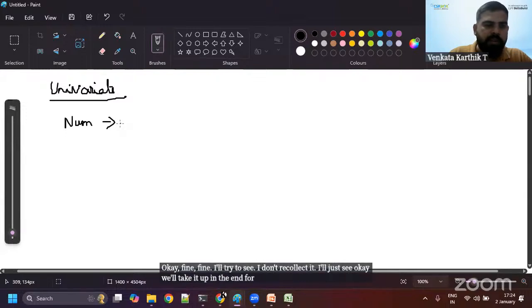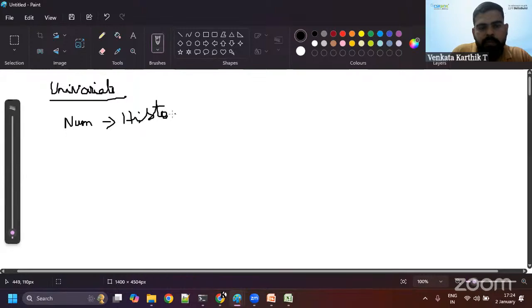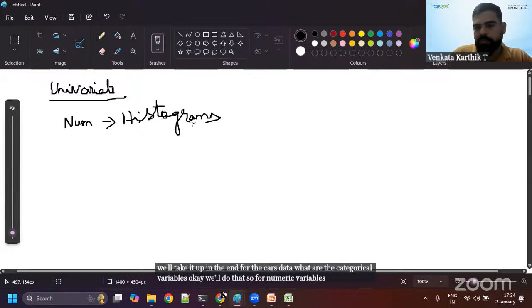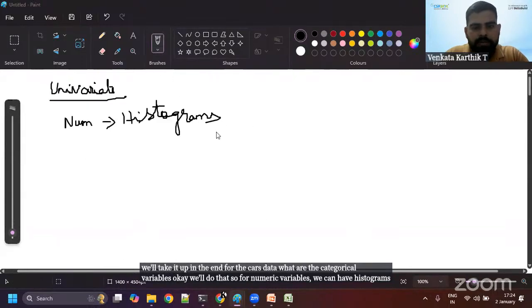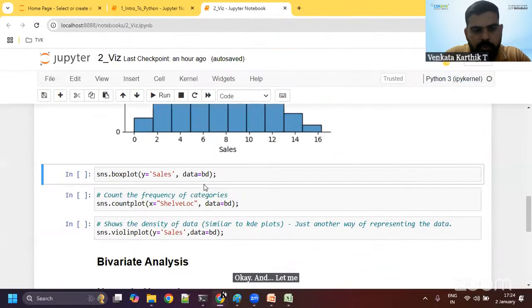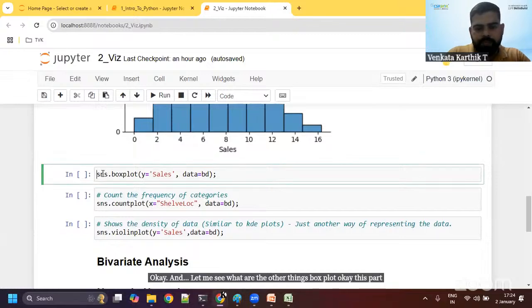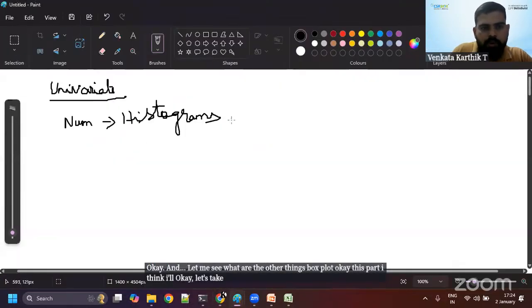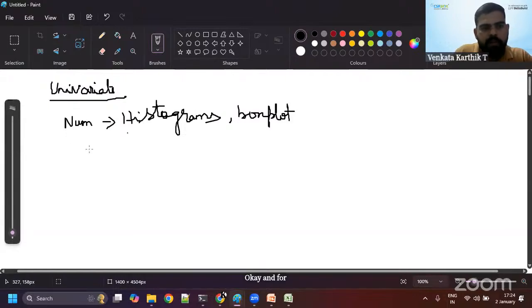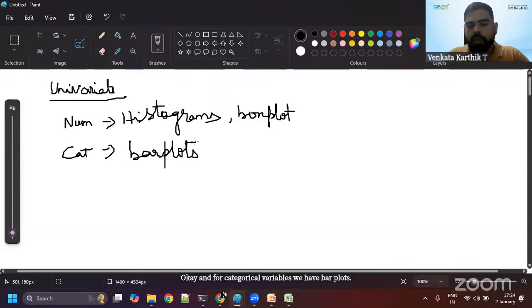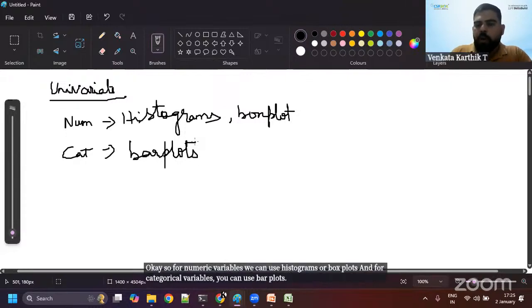For the cars data, what are the categorical variables? Okay, we'll do that. For numeric variables, we can have histograms and box plots. And for categorical variables, we have bar plots. So for numeric variables, we can use histograms or box plots, and for categorical variables, you can use bar plots.